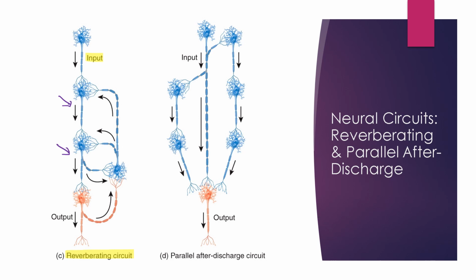But there are branches from later neurons that synapse with earlier ones. So you can see here, this branch goes here, and then we're going to branch out and stimulate earlier neurons in that circuit. So this arrangement sends impulses back through the circuit again and again.